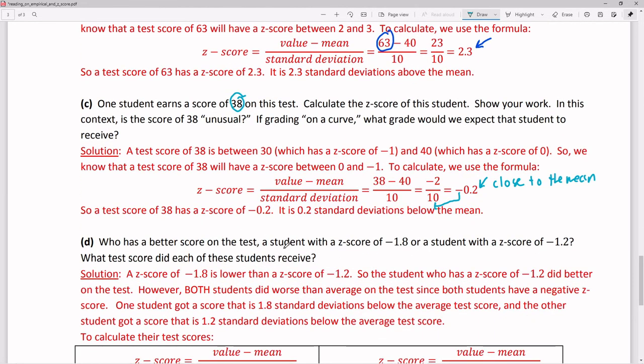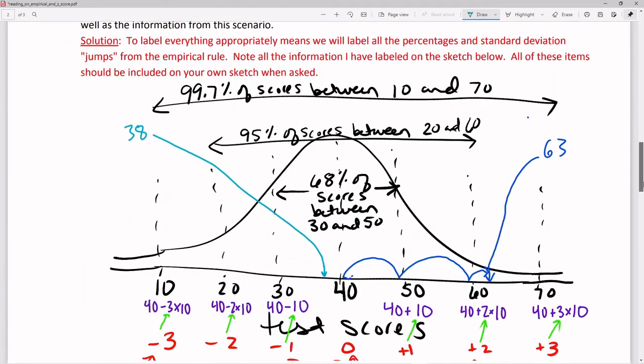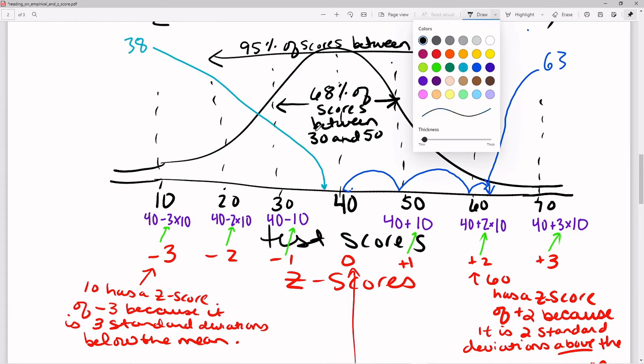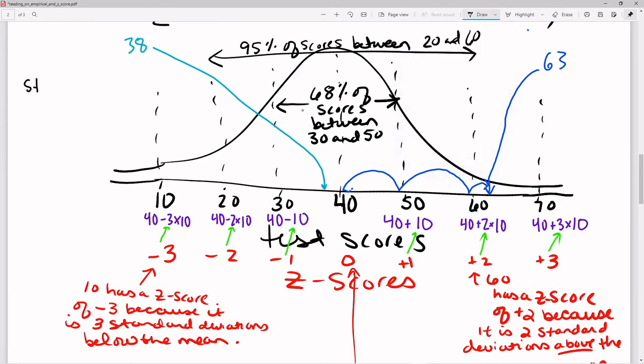So who has a better score on the test? Someone with a negative 1.8 z-score or a negative 1.2? And what test score did they receive? So this is me asking you the question kind of in reverse. But why don't we just use this picture and see if we can think about it. So student 1, they have a z-score of negative 1.8. Student 2, they have a z-score of negative 1.2. So go find it on the picture.